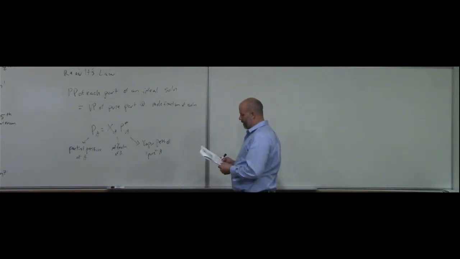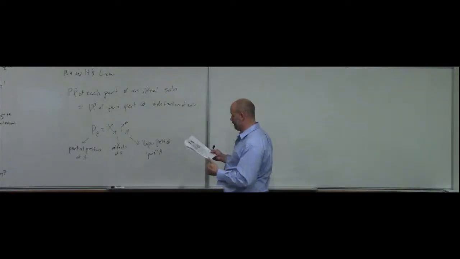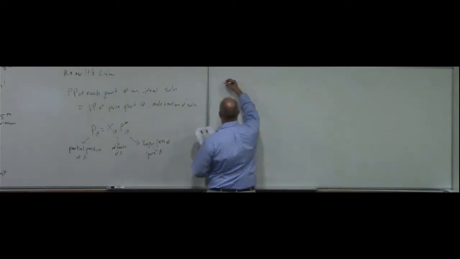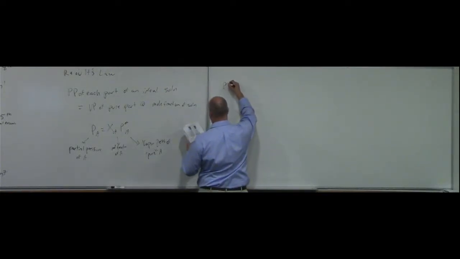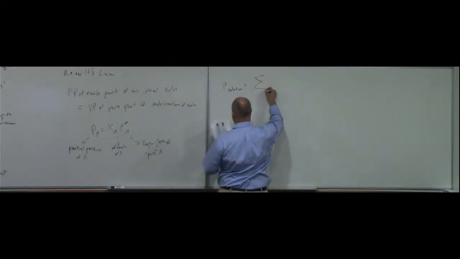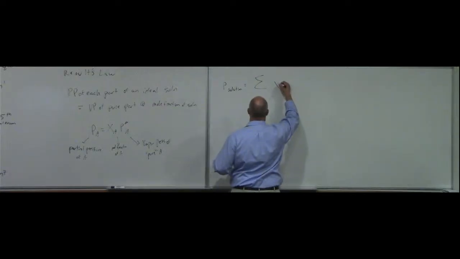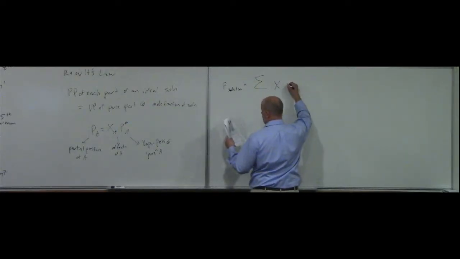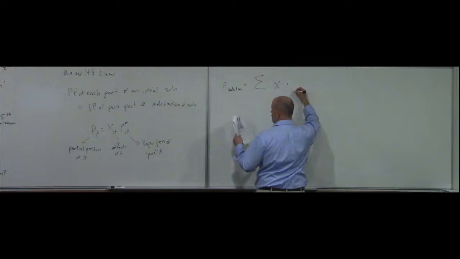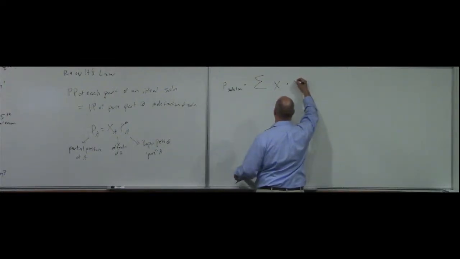The total vapor pressure exerted by a solution containing i number of components, could be X, could be whatever, is this. So the pressure of the whole solution equals the sum of mole fractions times the vapor pressure of the pure substances.